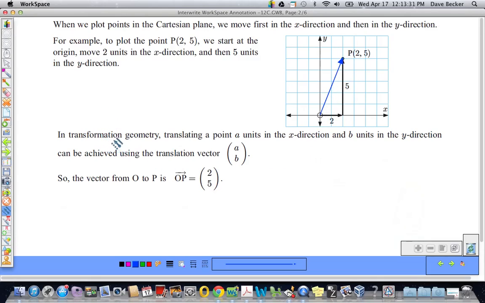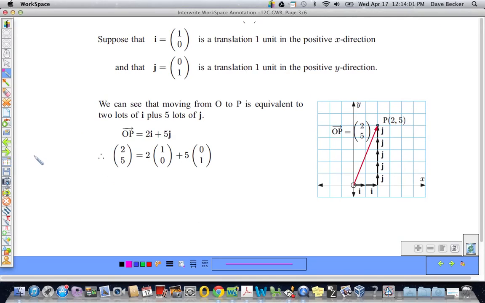In transformation geometry, translating a point a units in the x direction and b units in the y direction can be achieved using the translation vector (a, b). This is called component form. So the component form for vector OP, O for origin and then P, is (2, 5). Pretty nifty. Very easy way to think about things.